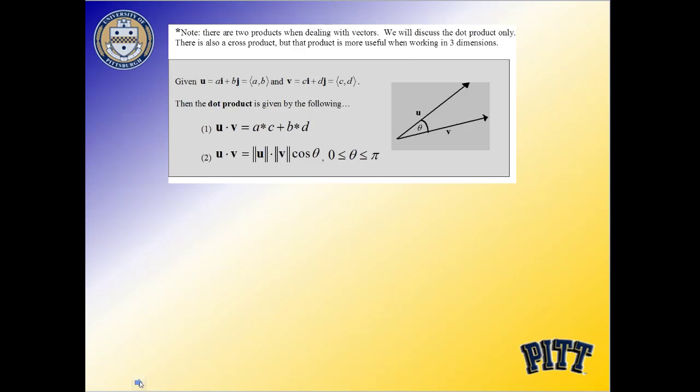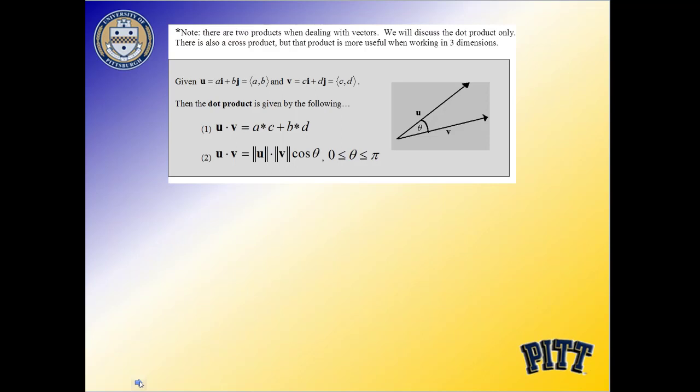Now we're going to talk about the product of vectors. The product of vectors does two things for us. The dot product is easy to calculate. I can easily calculate the dot product, and that dot product is used for a couple of things that we're going to talk about momentarily.